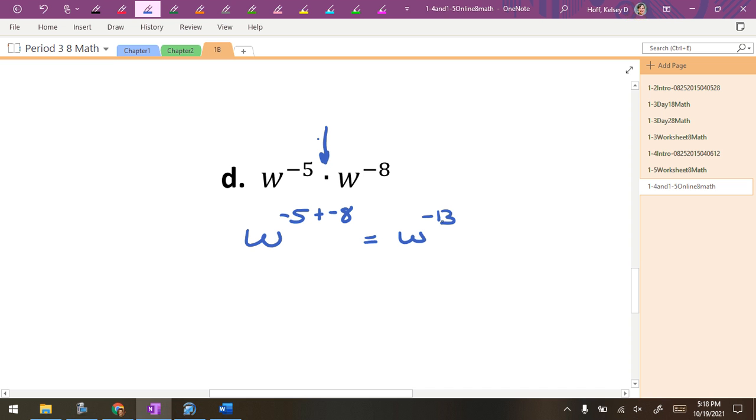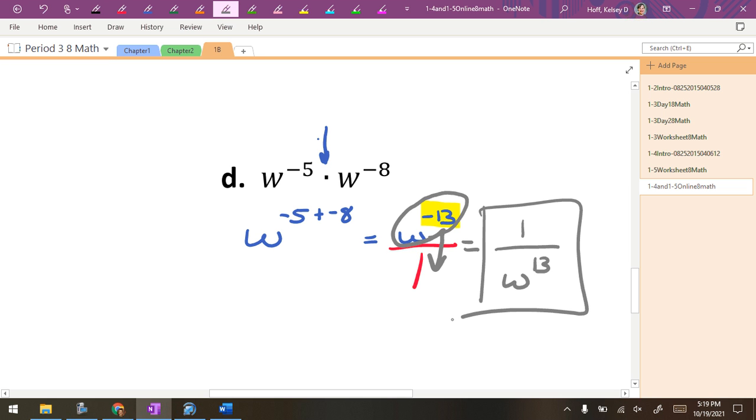So we ask ourselves, can I quit? Can this be my answer? No, because I have a negative exponent. So really this is over 1. My base and my negative exponent comes across my fraction bar, down to the bottom of my fraction where it becomes positive. On the numerator, I have a 1.